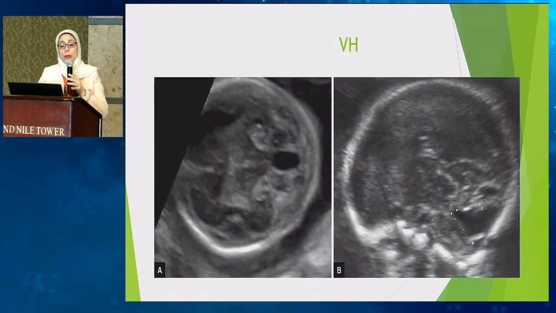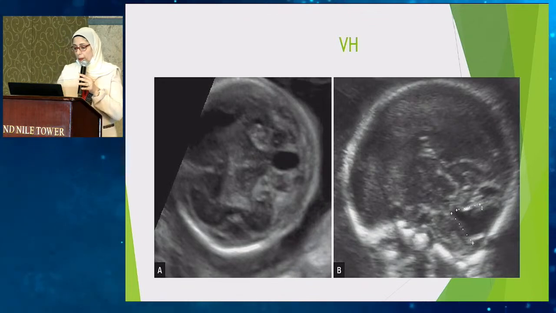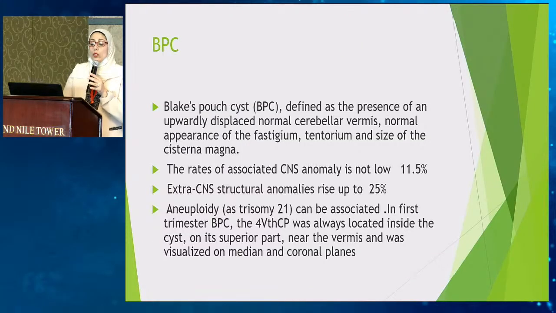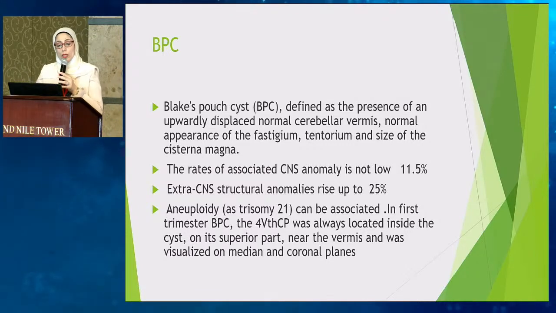هنا عندنا السيربيلم، 2 سيربيلر هيمسفيرز، وهنا الابسنت فيرمز بتاعنا او يعني هايبوبلاستيك، وهنا باينه ان في جزء كانه السيسترنا ماجنا دايليتد. Blake's pouch cyst is defined as the presence of upward displaced normal cerebellum vermis with the normal appearance of the fastigium, tentorium and size of cisterna magna.